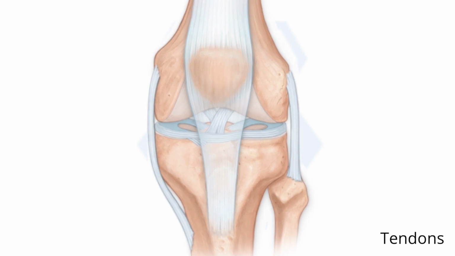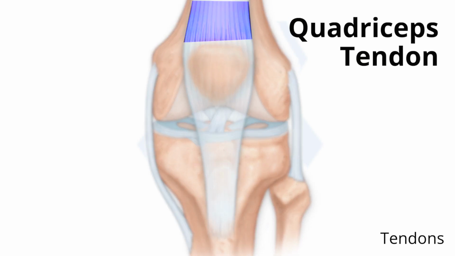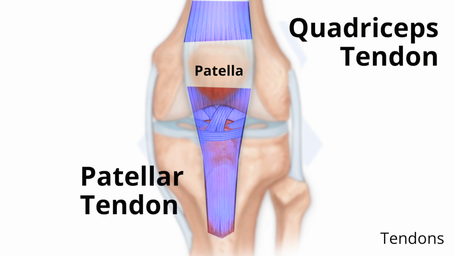The next supporting structure that I want to discuss in your knee are the two major tendons that we find. The first major tendon is your quadriceps tendon. This connects your quad muscle group that I just discussed to your kneecap, which is also known as your patella. The second major tendon attaches your patella to your lower tibia, and this is called your patellar tendon.